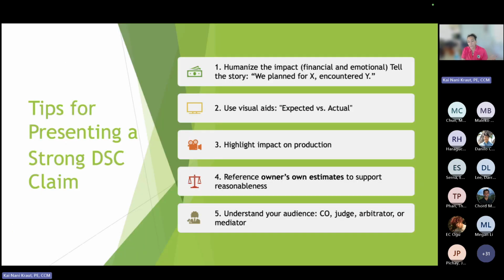So again, tips for presenting this differing site condition. This is more geared towards the contractor, but we planned for X, encountered Y. So you would look for these kinds of things in the write-up they're giving you: what was expected versus actual, highlight the impact on production, reference the owner's estimates.